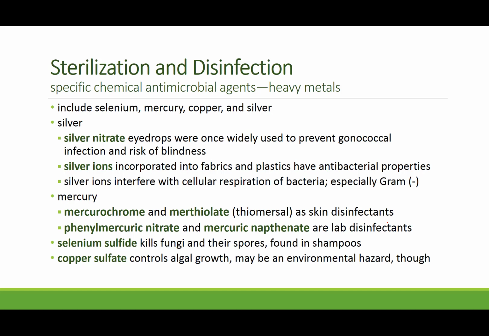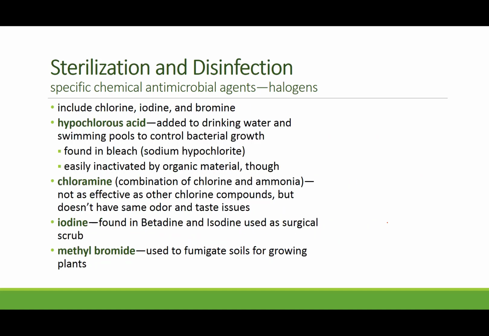And then last of all, copper sulfate can be used to control algal growth. But copper sulfate has some environmental hazards as well, so it is no longer being used that way. Okay, some other chemicals that have antimicrobial effect are halogens. These include chlorine, iodine, and bromine.